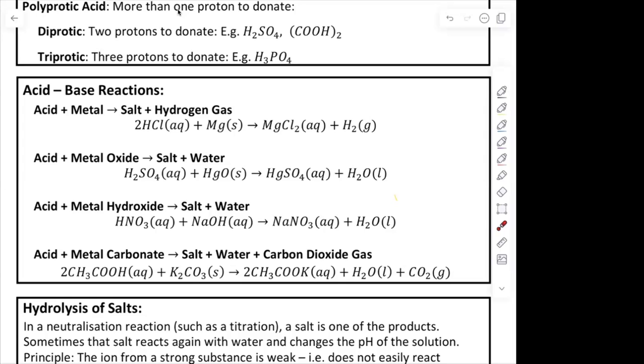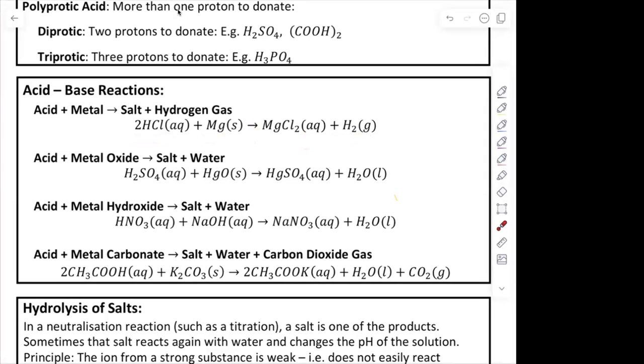Very, very important. When I say salt, I don't mean NaCl, not table salt, but salt as in an ionic compound, that's ionically bonded together. So we've got our acid, which in this case is HCl. Our metal is going to be magnesium. Our salt will then be magnesium chloride plus hydrogen gas. That's how it's going to be.